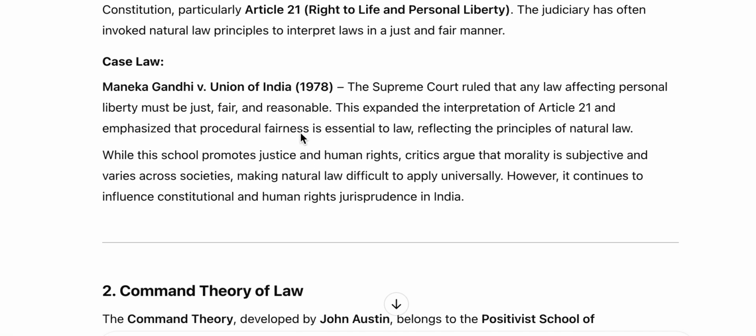While the school promotes justice and human rights, the critics of the philosophical school of law argue that morality is subjective and varies across societies, making natural law difficult to apply universally. However, it continues to influence constitutional and human rights jurisprudence in India.